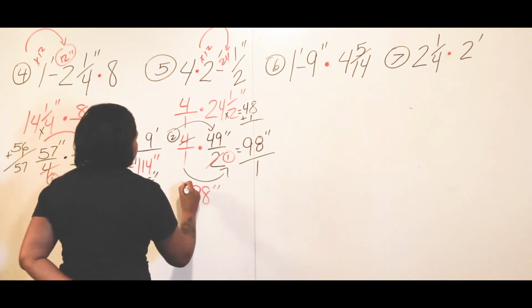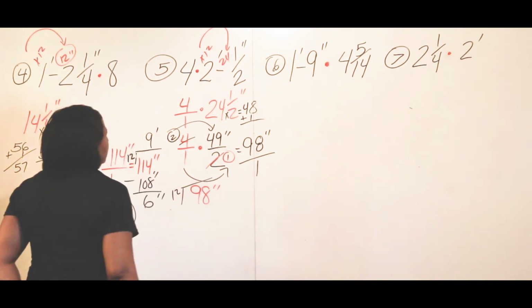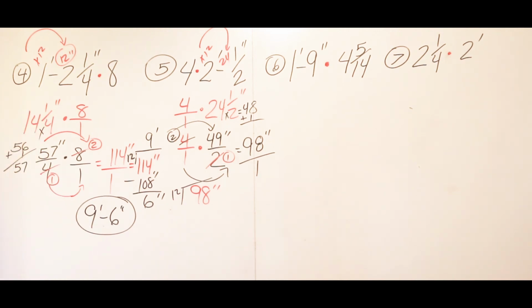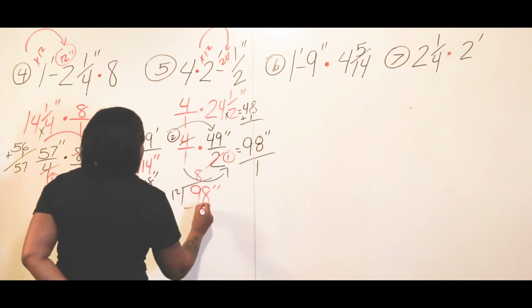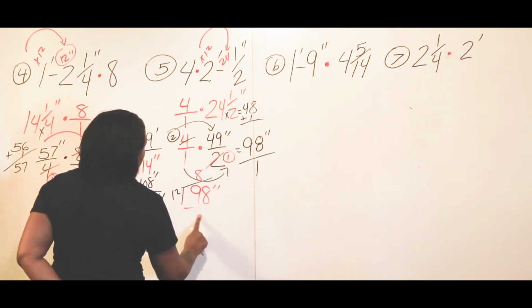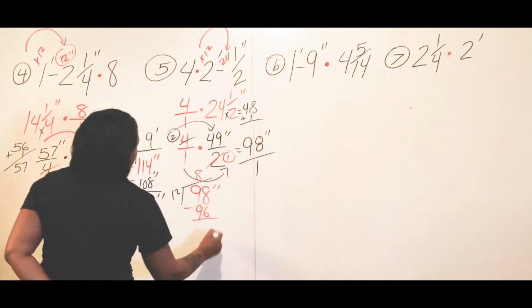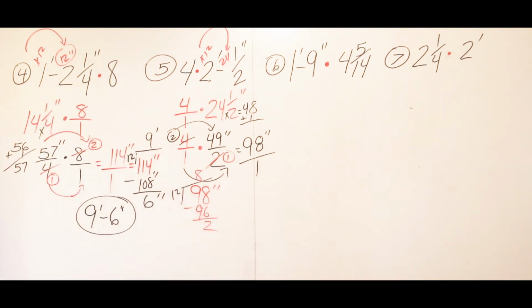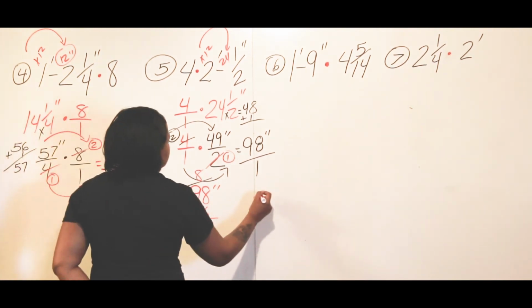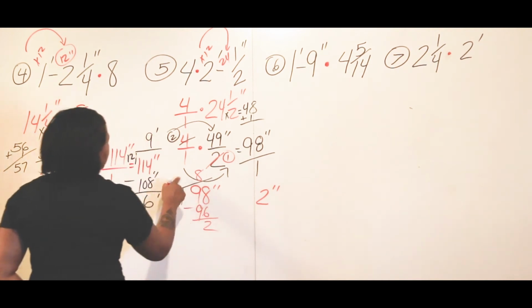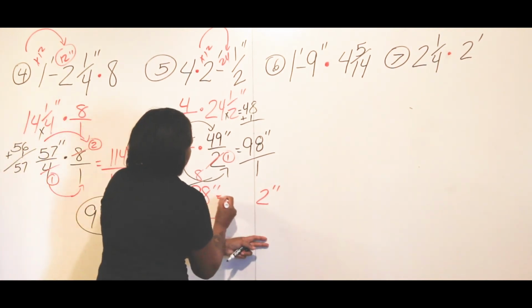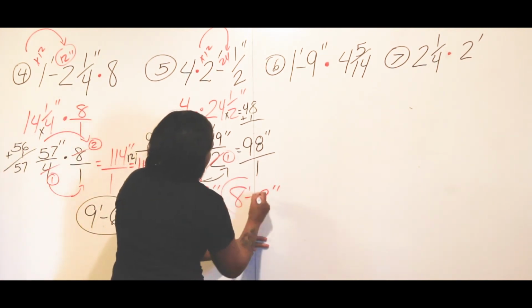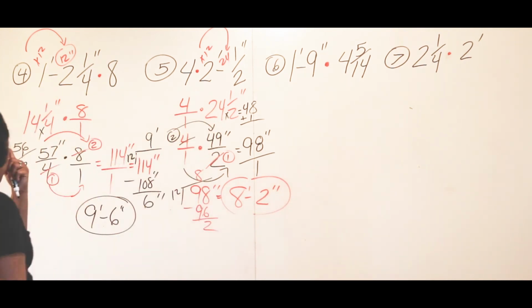So we do that by dividing by 12. How many 12s can I get out of 98? 8. Which leaves us with 2. So that 2 represents what? The inches. That 8, the feet. Final answer, 8 feet, 2 inches.